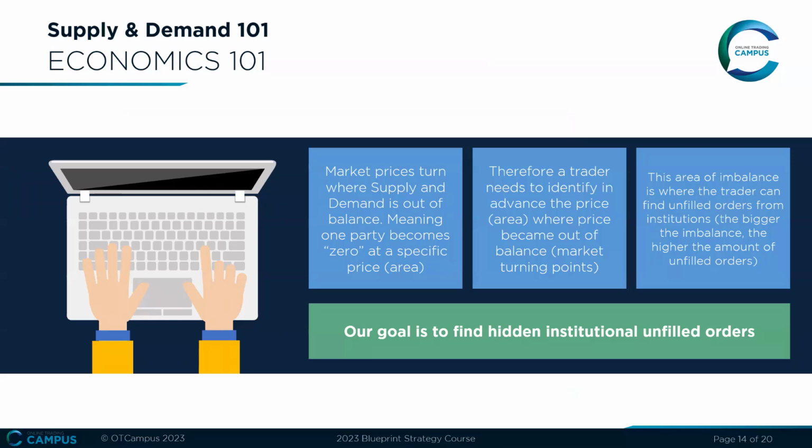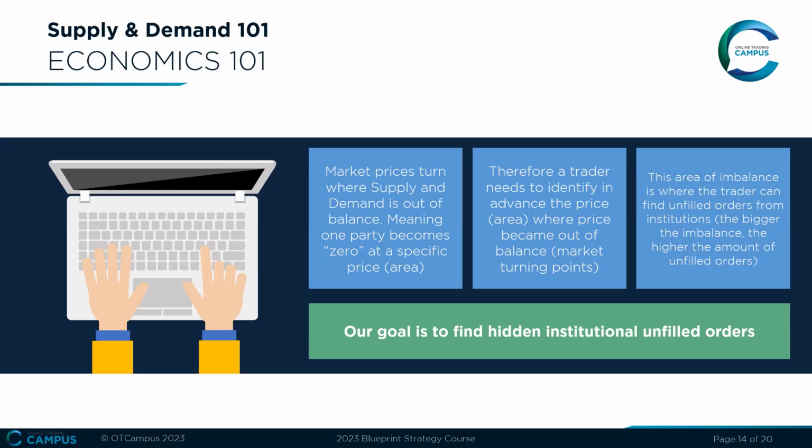So just a little bit of a summary here in terms of the market concept and economics 101, and a little bit about the previous lesson as well. Market prices turn where supply and demand are out of balance, meaning one party becomes zero at a specific price area. And that's always called supply or demand.